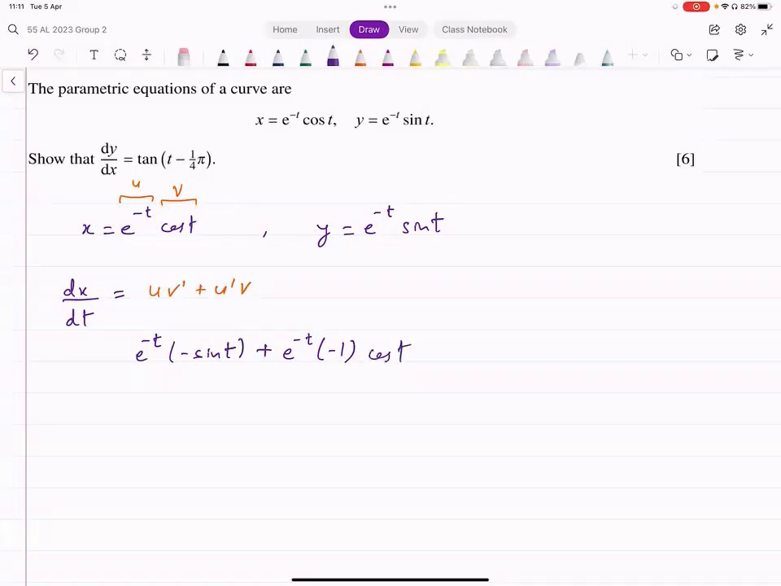So dx over dt हमारे पास क्या आ गया? This is minus e raised to power minus t sin t minus e raised to power minus t cos t. This is dx over dt.